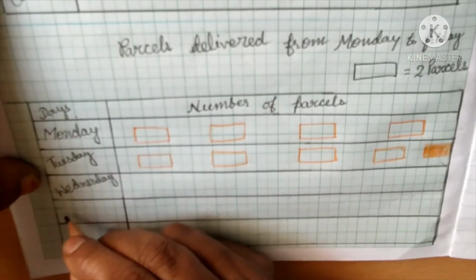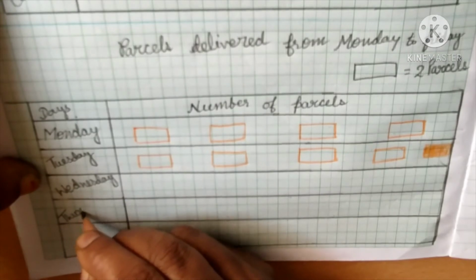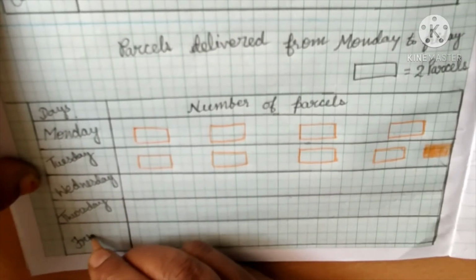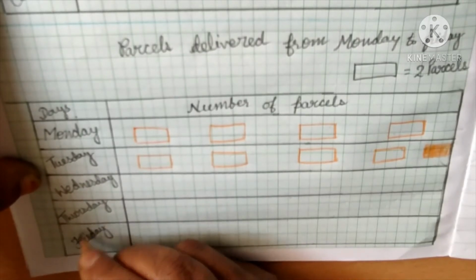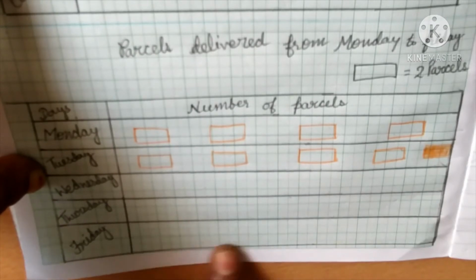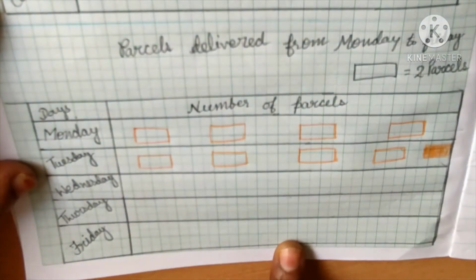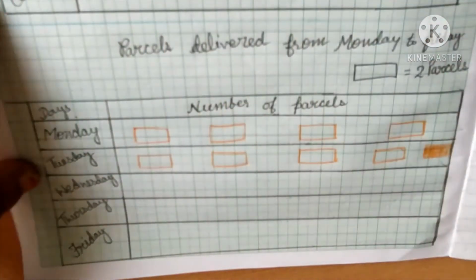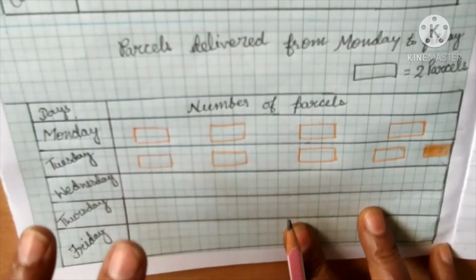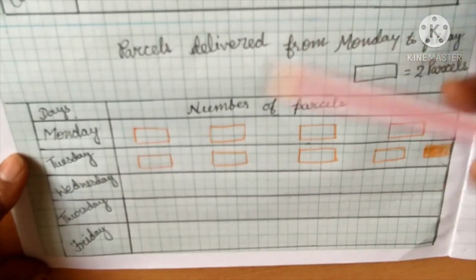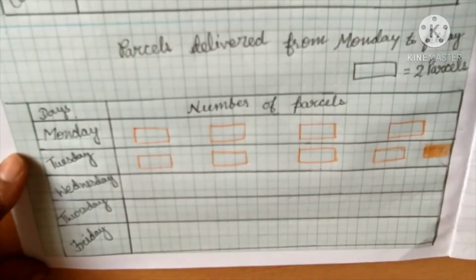Then Thursday. Friday. So Wednesday you have to draw 3 blocks, Thursday you have to draw 4, and Friday you have to draw the 4th block. So this part you can do on your own. These two I have explained to you. After completing these two, we are moving to the bar graph. This is the pictograph and we are moving to the bar graph. So this Wednesday, Thursday and Friday you have to do on your own.